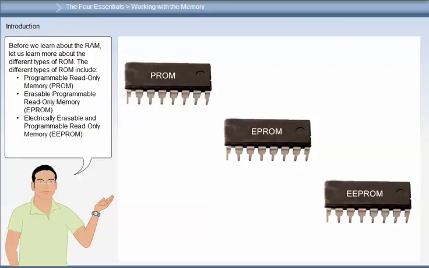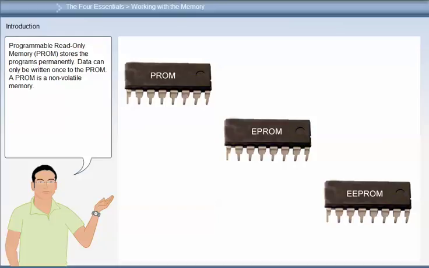Before we learn about the RAM, let us learn more about the different types of ROM. The different types of ROM include Programmable Read-Only Memory or PROM, Erasable Programmable Read-Only Memory or EPROM, and Electrically Erasable Programmable Read-Only Memory or EEPROM. Programmable read-only memory or PROM stores the program permanently. Data can only be written once to the PROM. A PROM is a non-volatile memory.